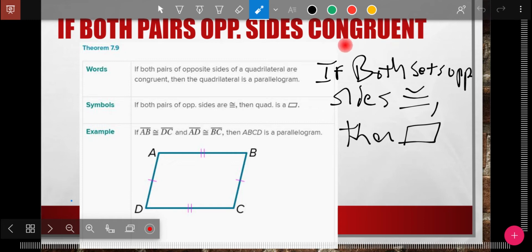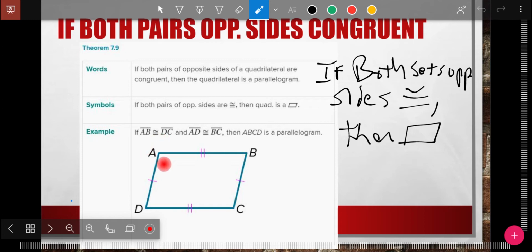This is my chicken scratch version of it right here. If both sets of opposite sides are congruent, then it's a parallelogram. Right? And so you need to write this down, have that in your notes. Now, why is that important? Well, once you see opposite sides are congruent, then you know the whole thing is a parallelogram. So now it allows you to prove it. Also, now you can use all of the other parallelogram rules.